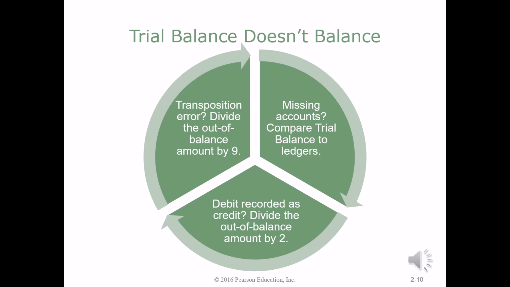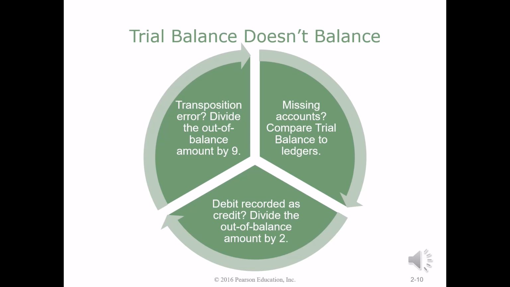Second, did you accidentally record a debit as a credit or vice versa? You can figure this out by taking the out of balance portion between your debits and your credits and see if it is divisible by the number 2. If it is, then you may have recorded a debit as a credit or a credit as a debit. Look back at your General Ledger accounts and make sure that each account's balance is in its normal debit or normal credit side. Then make sure that you've transferred those balances over correctly to your trial balance.